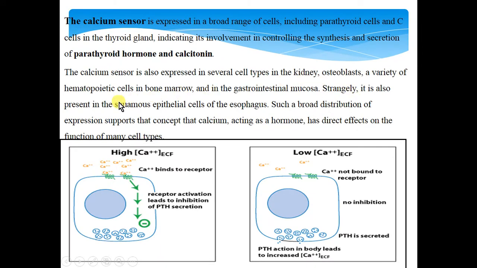Strangely, it is also present in squamous epithelial cells of the esophagus. Such a broad distribution and expression support the concept that calcium acts as a hormone and has a direct effect on the function of all cell types.